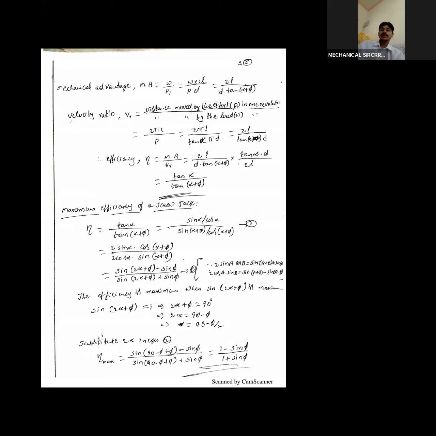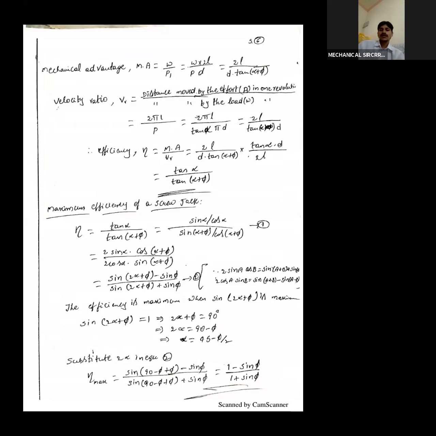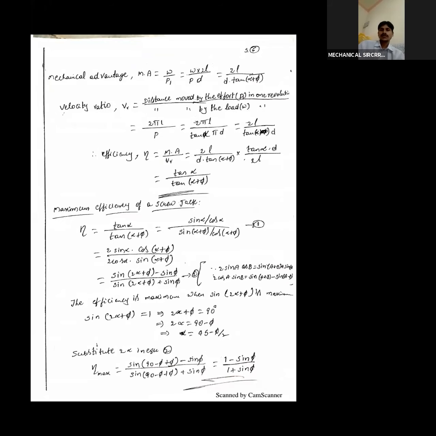Why do they write that? Because of W into 2L by PD, and P, what is the force value? The force equals W into tan alpha plus phi. When you substitute the P value in our equation, all of you observe that W cancels here, and the remaining term is 2L by D into tan alpha plus phi. That is our mechanical advantage.